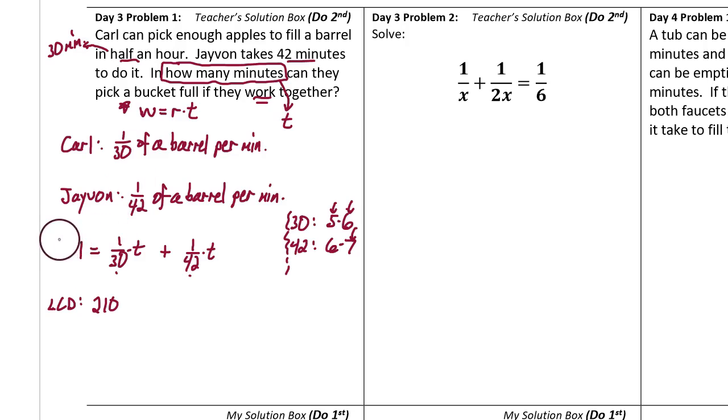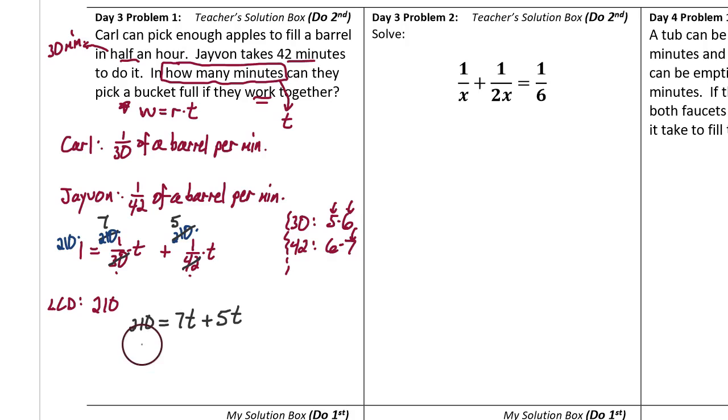Multiply all terms of the equation by 210. Here, and here, and here. 210 times 1 makes 210. When multiplying this together, the 30 divides into the 210 7 times, and 7 times t is 7t. When multiplying over here, the 42 goes into the 210 5 times, and 5 times t is 5t.